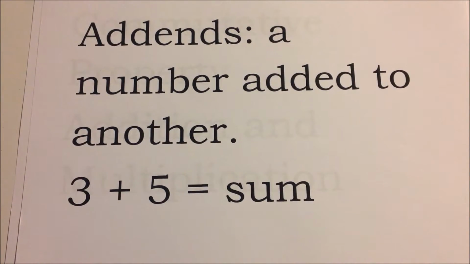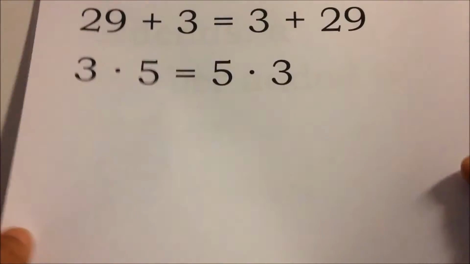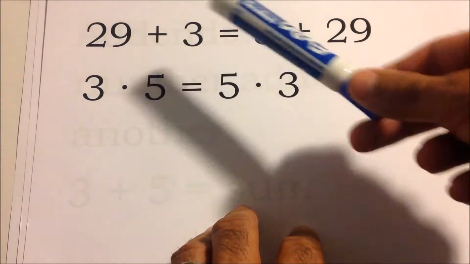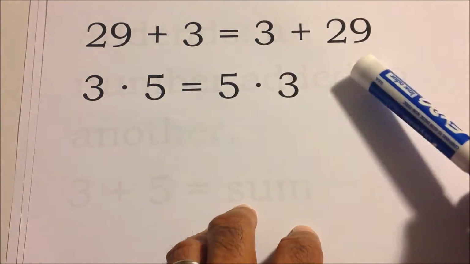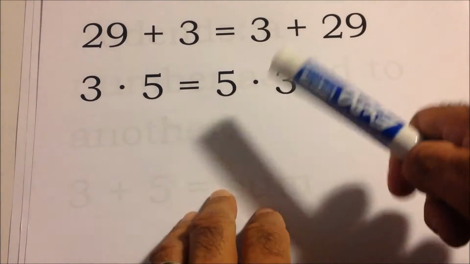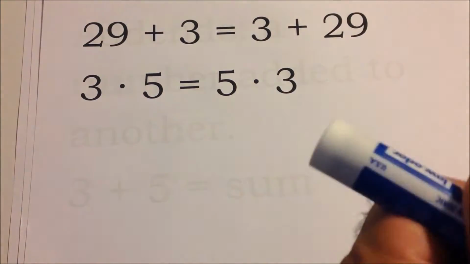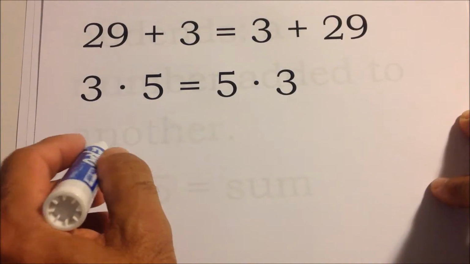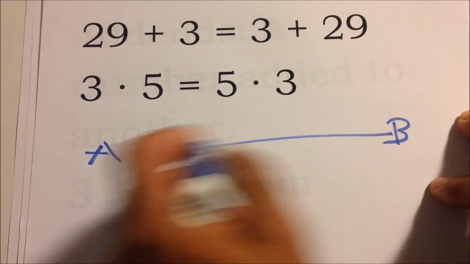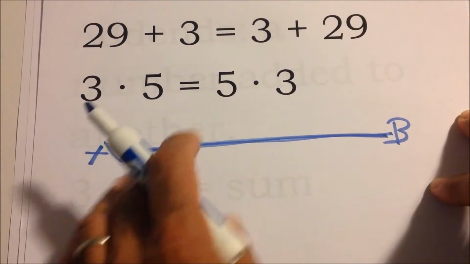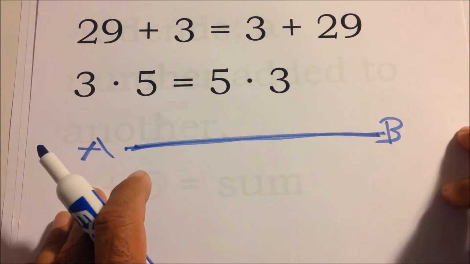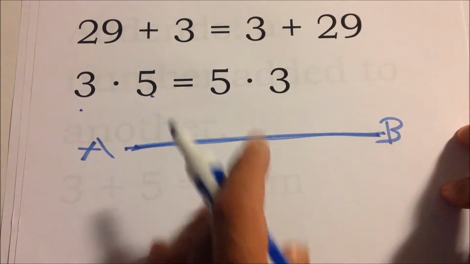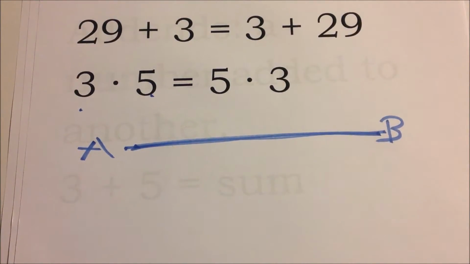So let's look at the commutative property. Here's one with addition and multiplication. 29 plus 3 is the same as saying 3 plus 29. Makes sense, right? In the commutative property, we just switch the numbers around. That's all we do. If you think of commuting, when someone commutes, they take the train from point A to point B. They're going back and forth. So that's how you can remember the commutative property. And it's the same with multiplication. 3 times 5 is also 5 times 3. That's the commutative property. It's pretty easy.